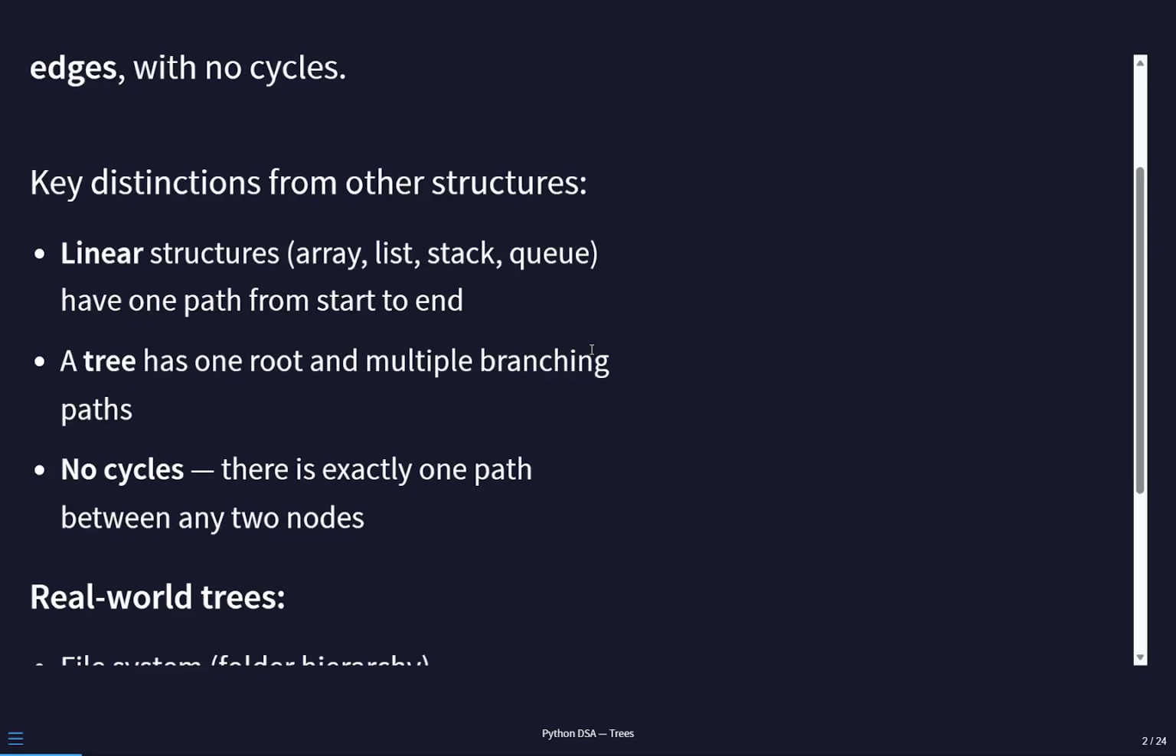The second key rule: no cycles. There is exactly one path between any two nodes in a tree. The moment you add a back edge and create a cycle, it stops being a tree and becomes a graph. The distinction matters a lot.